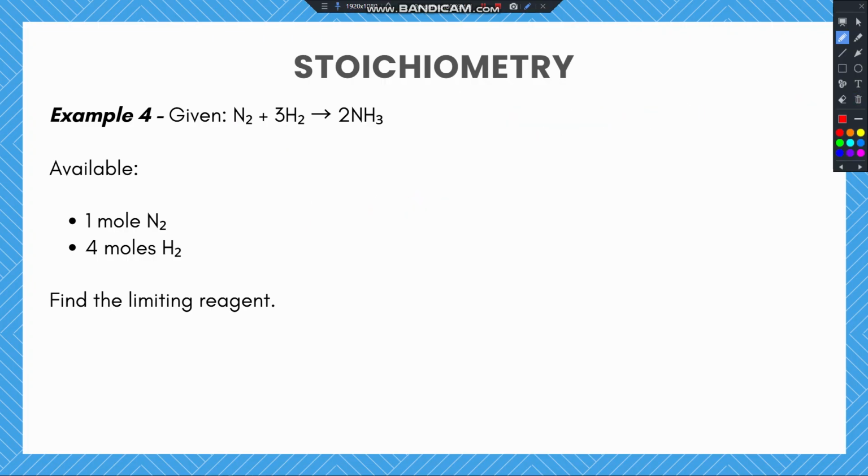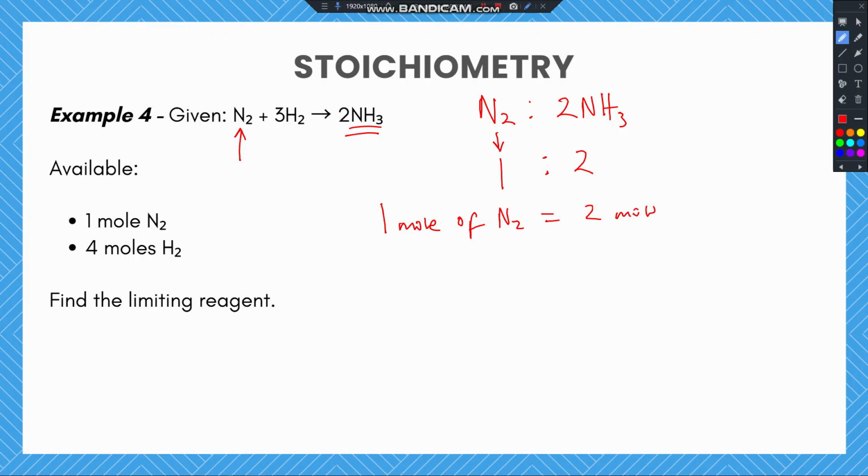From the question now, you can see we have the first reactant, which is nitrogen. So let's equate nitrogen with the products now. We have N2 and 2NH3. That's the products. The mole ratio becomes 1:2. That simply means 1 mole of nitrogen produces 2 moles of ammonia, NH3. Okay, so now let's see the amount of product that it can produce.